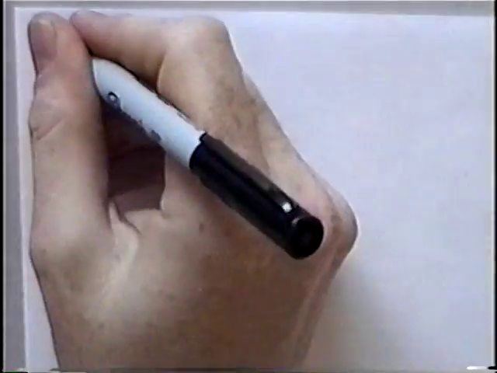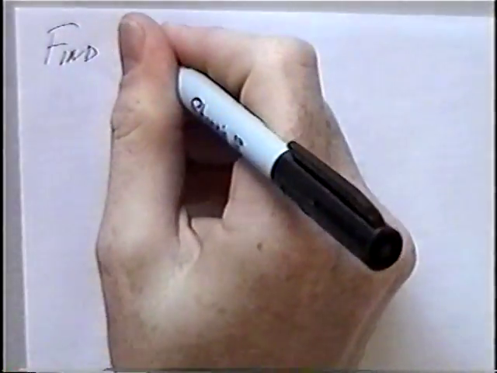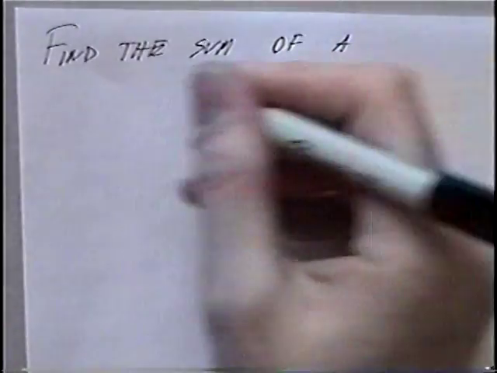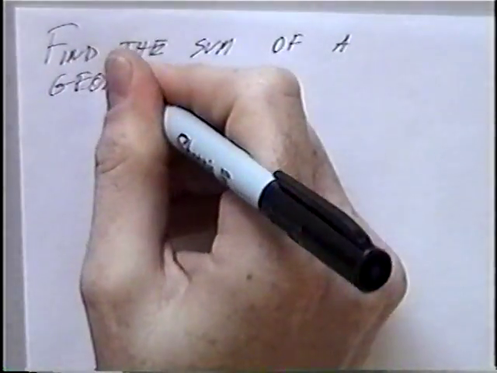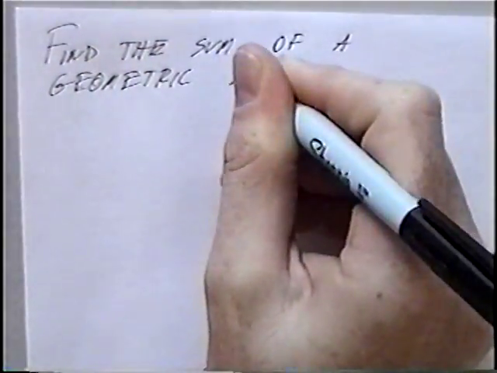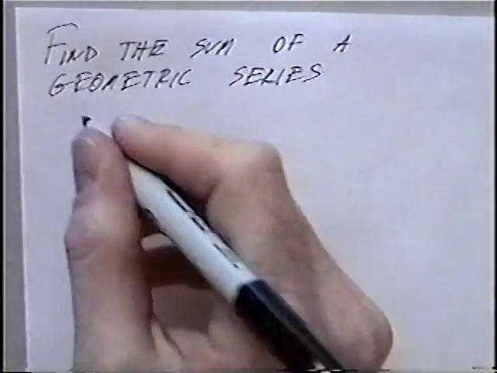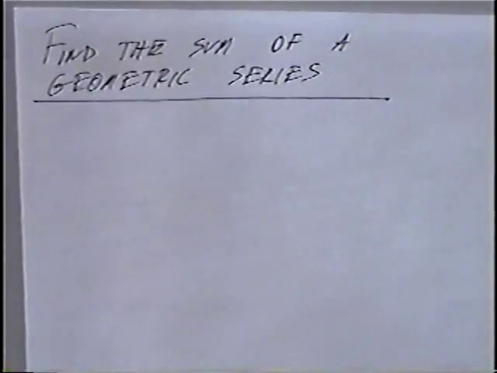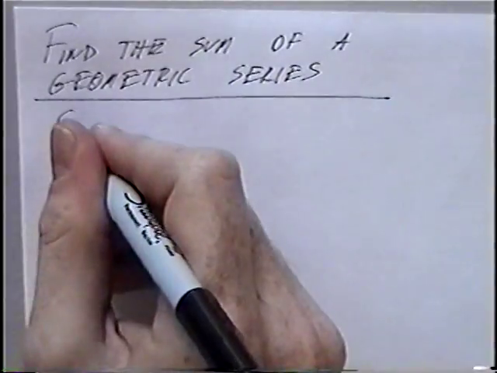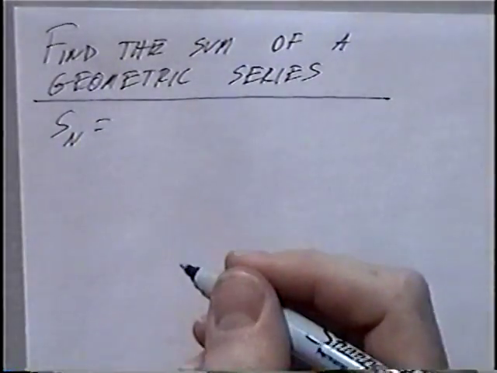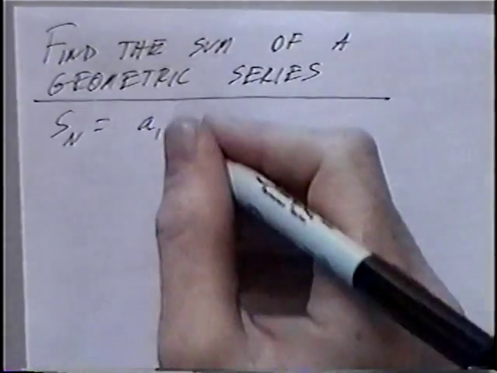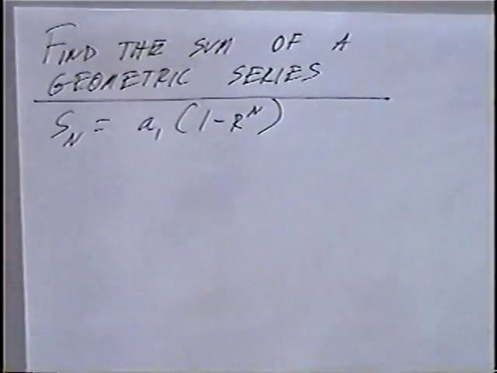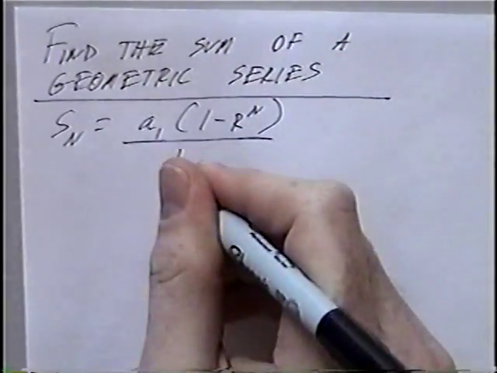Title of the first section is Find the Sum of a Geometric Series. Two equations or two formulas for the section. S sub n, or the sum of n terms. First equation is a sub 1, and inside parentheses, 1 minus r to the exponent of n, divided by 1 minus r.